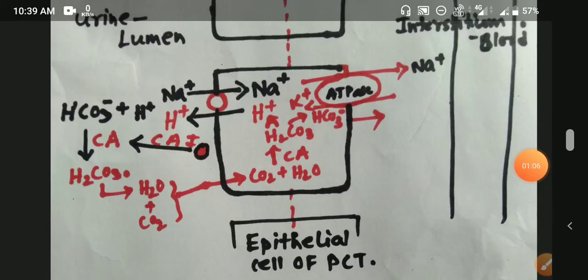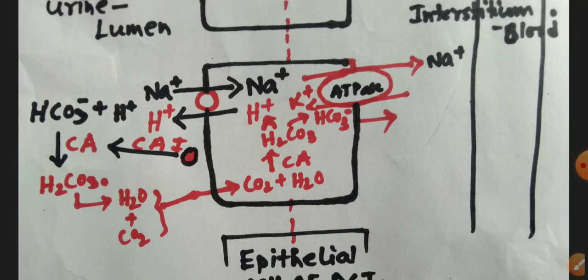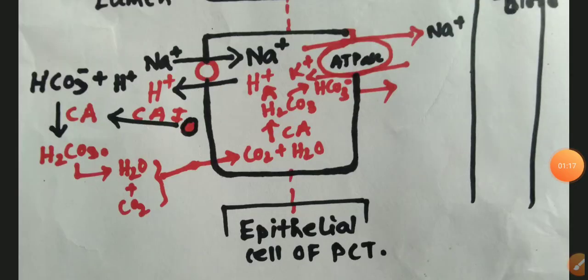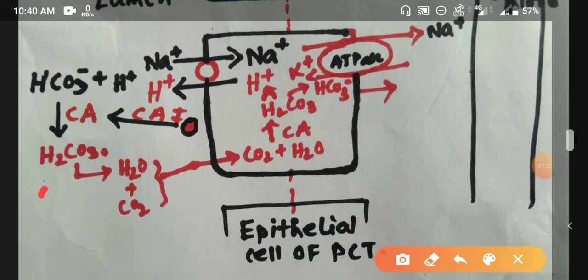Then this hydrogen ion combines with bicarbonate ion in the presence of carbonic anhydrase enzyme and forms carbonic acid. Then this carbonic acid, which is this H2CO3, gets dissociated and forms water and carbon dioxide. Then this water and carbon dioxide move into the epithelial cells of PCT.